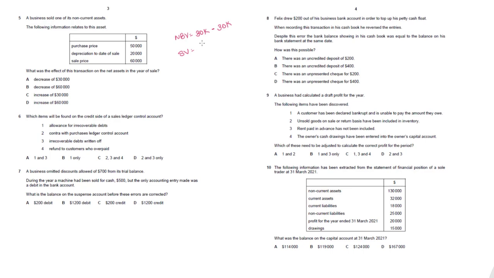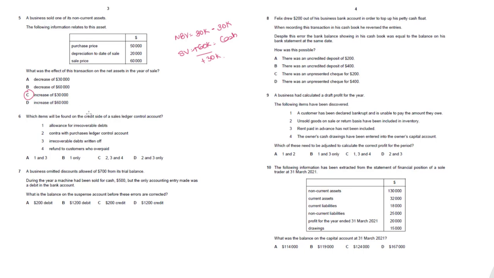But since the sale value was 60,000, let's assume that this 60,000 was received in cash. So plus 60,000 would be the impact on cash or any other current asset. So what is the net impact of this sale on the net assets? Plus 60 minus 30, plus 30. So option C, increase of 30,000.